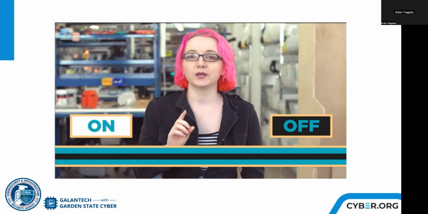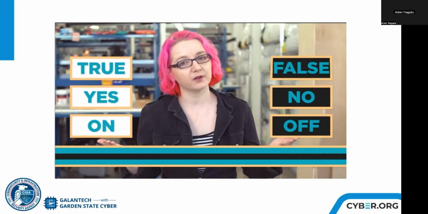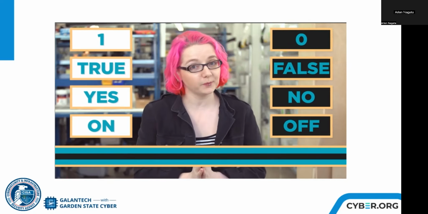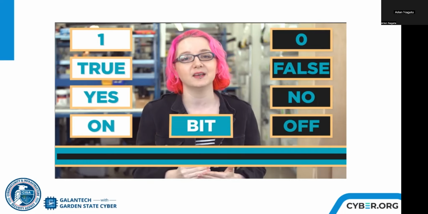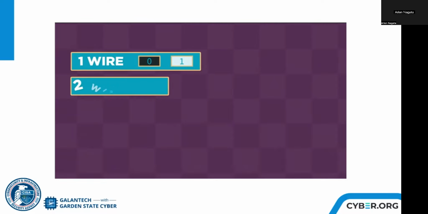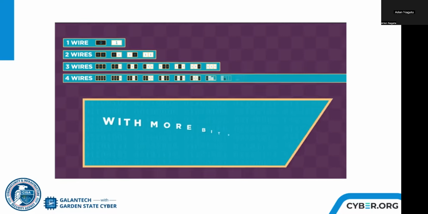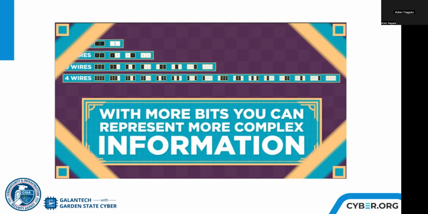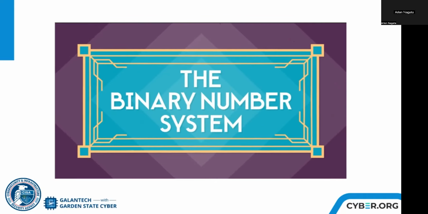With one wire, we can represent a yes or a no, true or false, a 1 or a 0, or anything else with only two options. This on-off state of a single wire is called a bit, and it's the smallest piece of information a computer can store. If you use more wires, you get more bits. More ones and zeros. With more bits, you can represent more complex information. But to understand that, we need to learn about something called the binary number system.